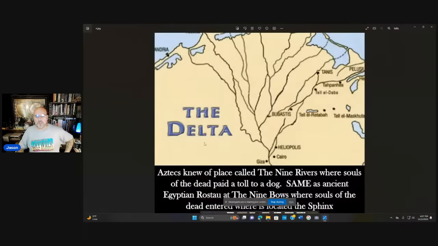So here's an interesting deal. The Aztecs knew of a place called the Nine Rivers, where souls of the dead paid a toll to a dog.